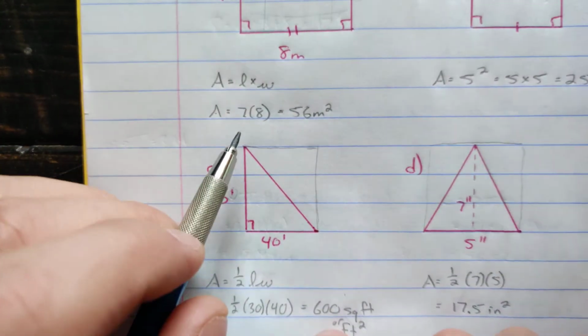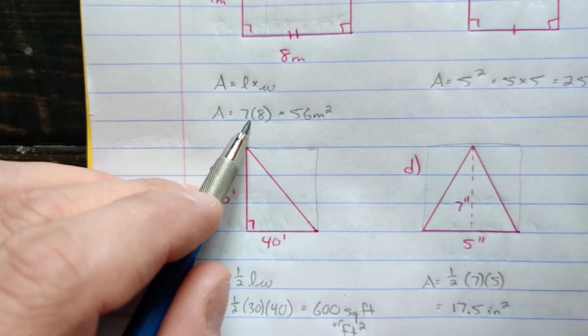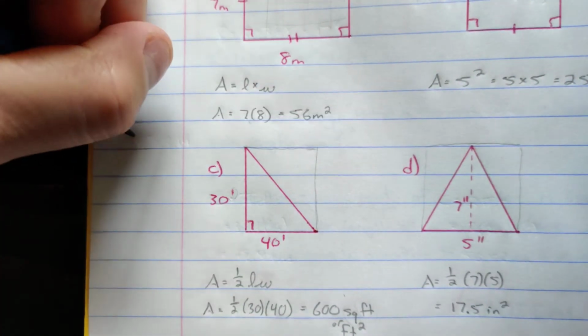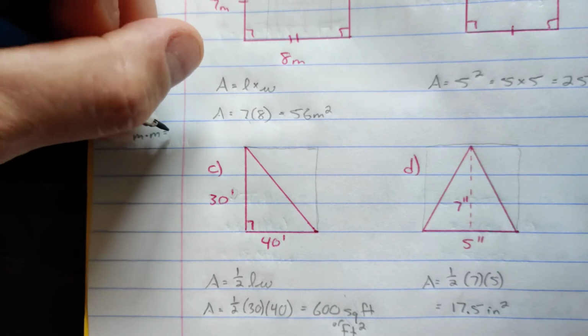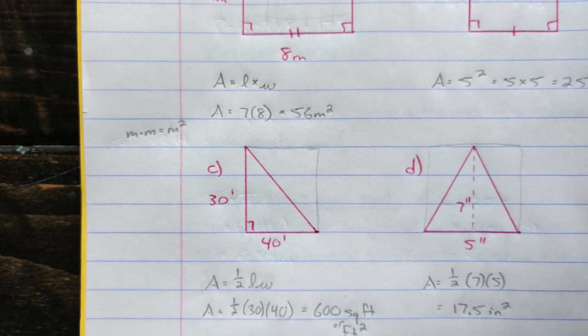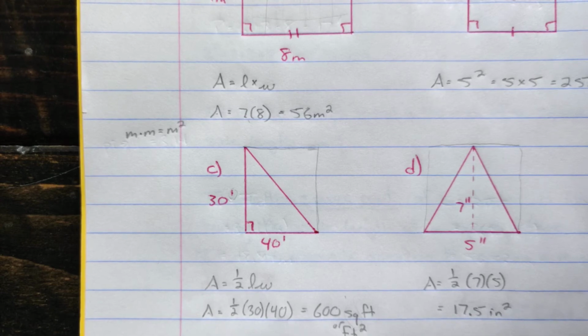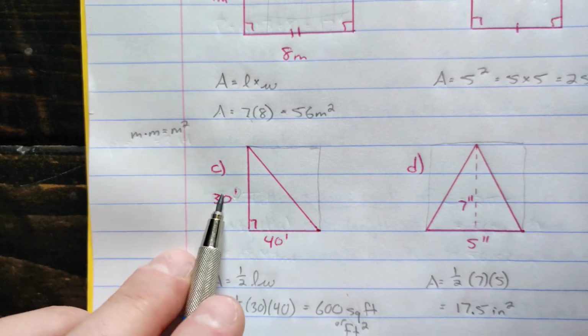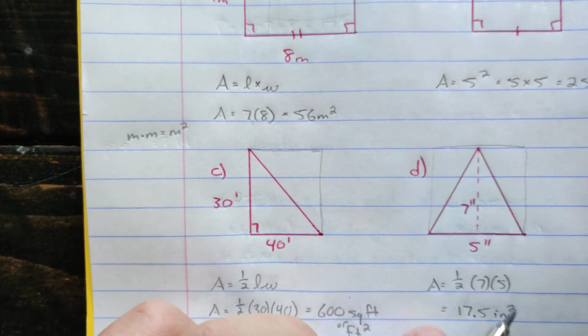If you go back here in any of these, this is 7 meters, m times m. M times m is the same, we have meters times meters. That's equal to meters squared. And that dot there means multiplication. I use it rather than x so we don't get confused. So m times m, meters squared. Here we had feet times feet, so feet squared. Inches times inches, inches squared.